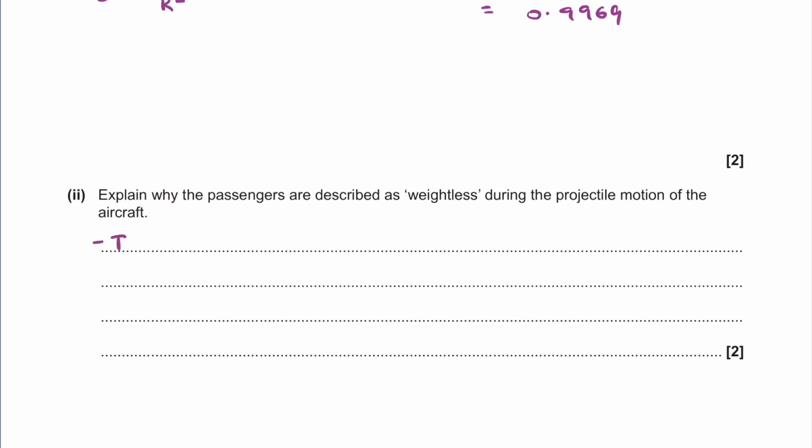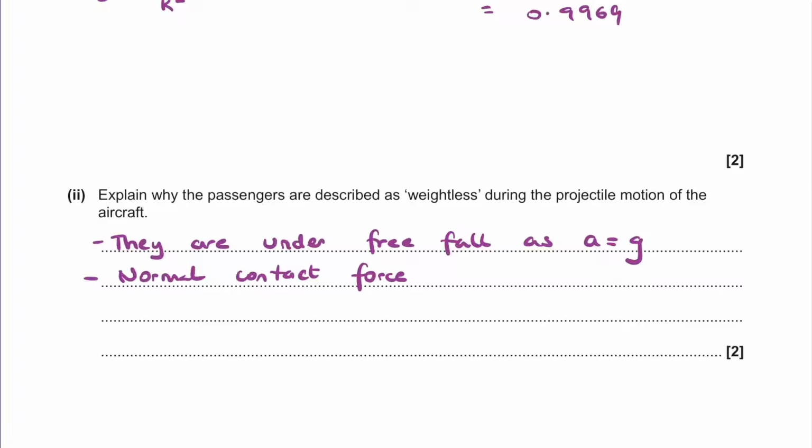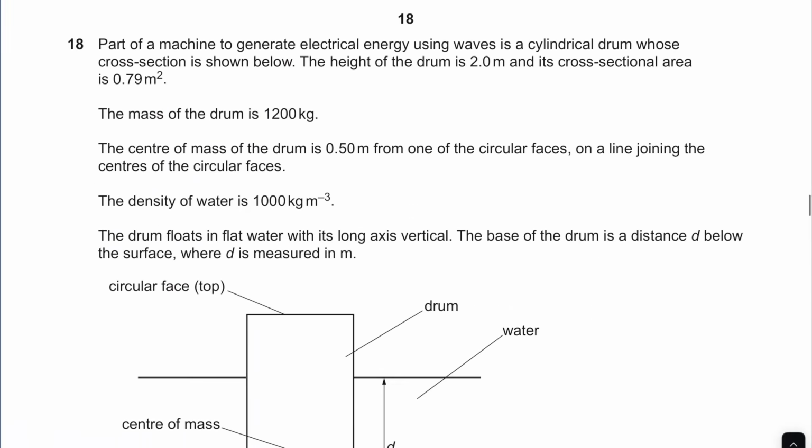For the next part, we explain why passengers are described as weightless during the projectile motion. That's because they are in free fall due to gravity. Therefore, they will experience no normal contact force with their chairs or seats. That's what weightlessness means.